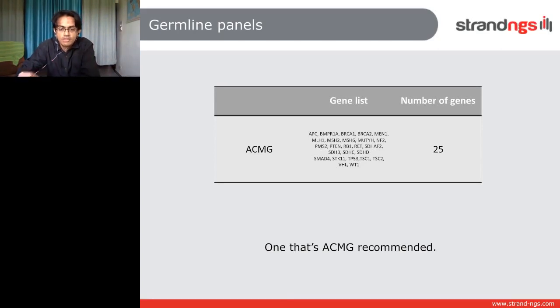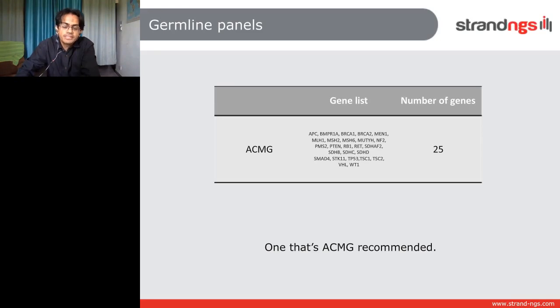So this is a great starting point for a clinical lab setup. You have 25 genes and you can detect all these different kinds of diseases. Some of them you may already be able to see in the slide. You can see breast cancer 1 and 2, for instance. And there are several other kinds of diseases that this particular germline panel can detect.